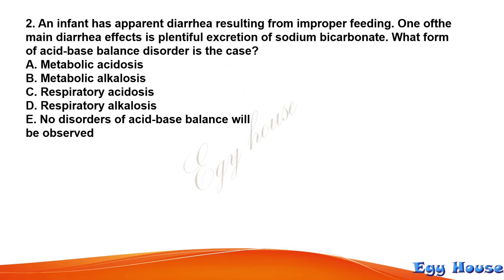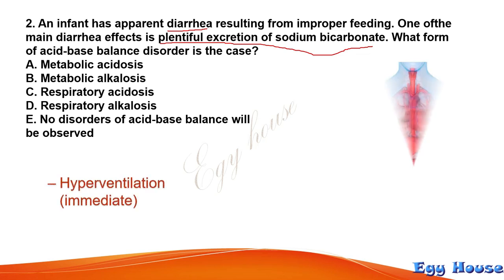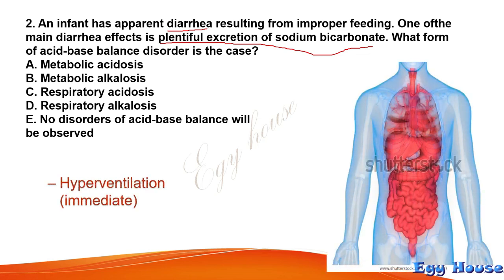Next, this patient is having diarrhea from improper feeding, whose main effect is plentiful excretion of sodium bicarbonate. Let's see here our beautiful body. If we divide it into two halves, as you can see here, the stomach is the most acidic place in our body, where the hydrochloric acid is mainly secreted by the parietal cells of our stomach.